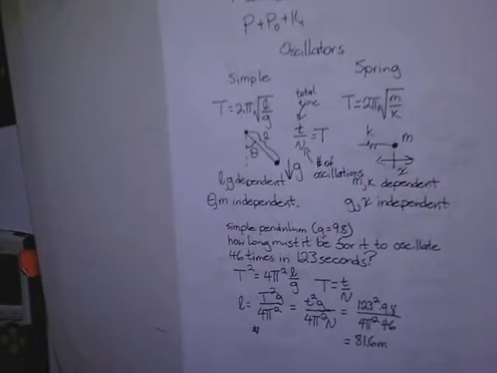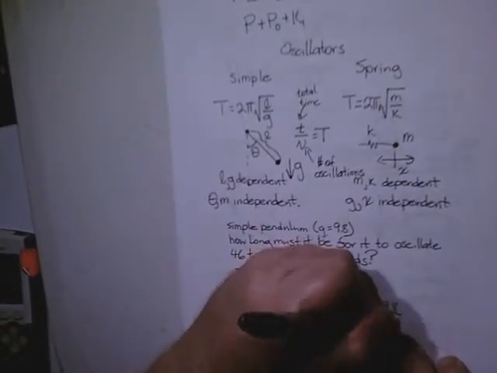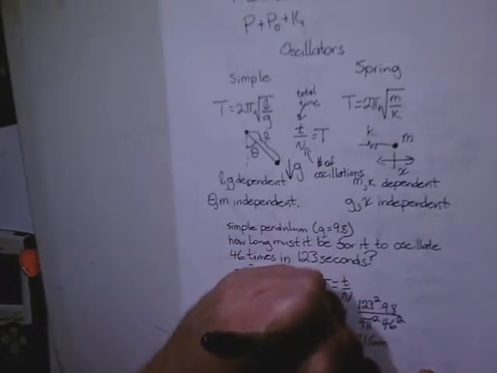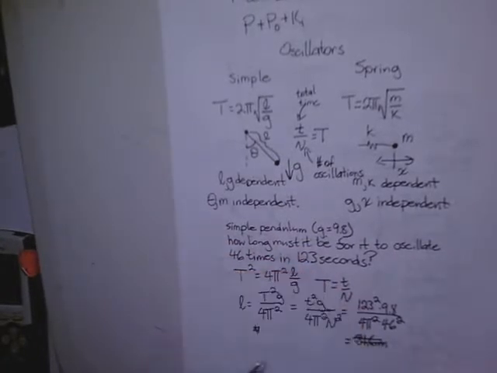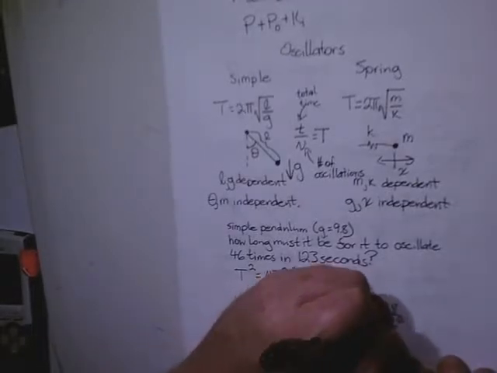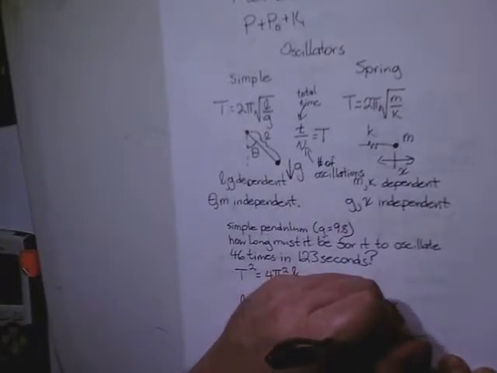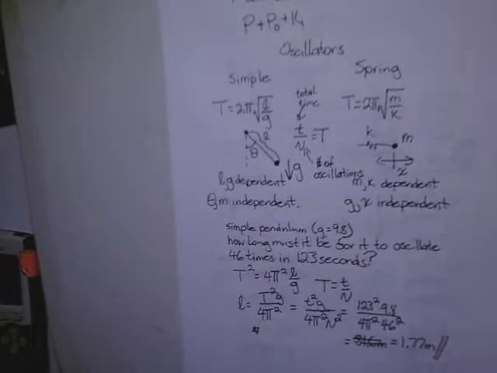Question? Yeah, okay. Since T is equal to the time over the number of oscillations, why wouldn't it be t squared over n squared? Oh, crud. Thank you. So now it's a much better number. It's 1.77. I knew it felt a little bit long, but that was it. And thank you for pointing that out.